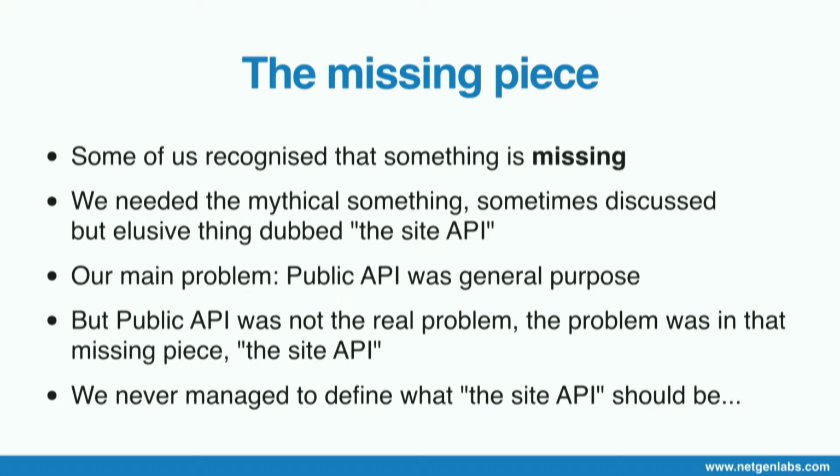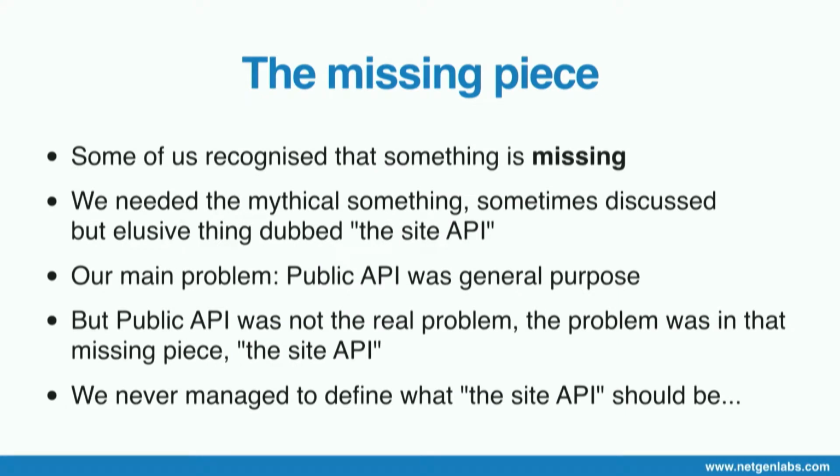Okay. Some of us actually noticed that something is missing. It was obvious that the whole system was not as fluid or straightforward as it could be. And we often discussed this, and when we would, we always called it some kind of abstract term, this site API that would solve these kinds of problems. However, we never managed to define what this was.